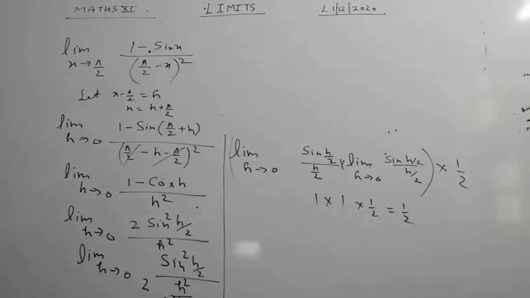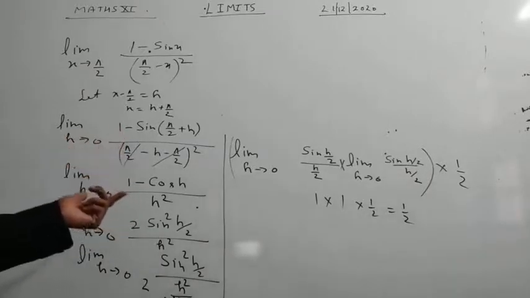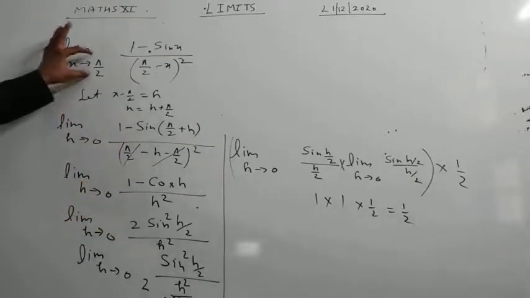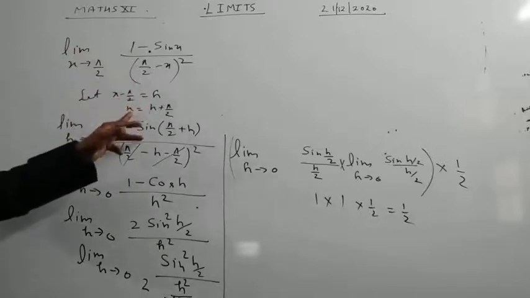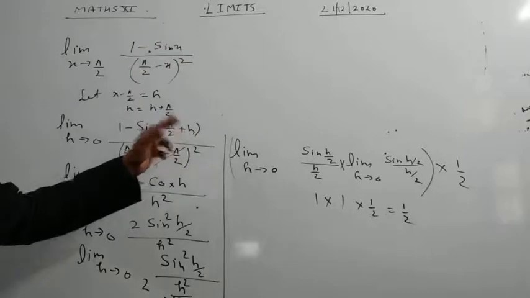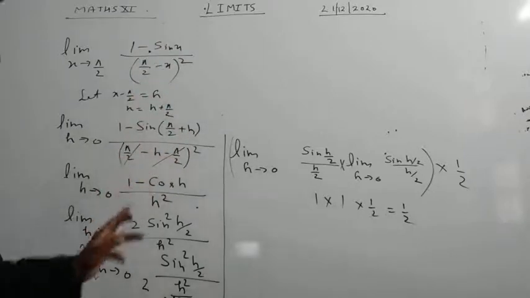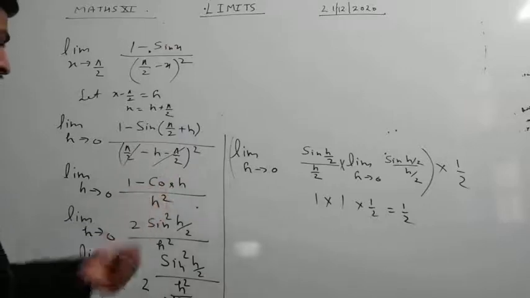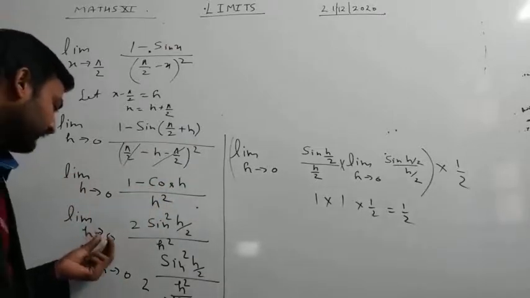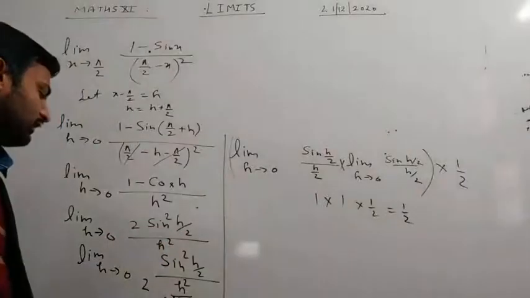Now we see the next question. Student, we have also solved this question like the previous question. Taken x minus pi by 2 is h, x is h plus pi by 2. We replace x with pi by 2 plus h here and here, and this term will be cancelled. So 1 minus cos h by h square, limit h tends to 0, 2 sin square h by 2 by h square.